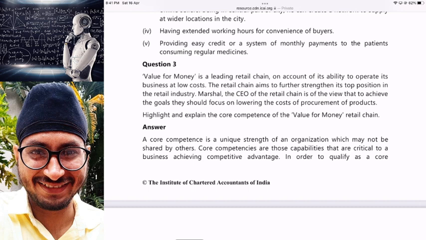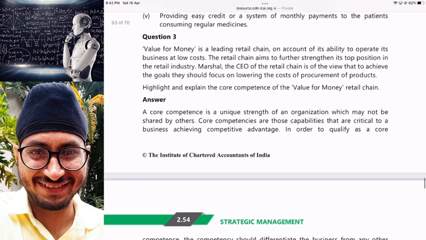What is the core competency of Value for Money here? High cost or low cost? Low cost, more volume of sales. So here you have to write the meaning and definition of core competency, and explain the core competency of Value for Money. Price of its products is much less compared to competitors, because of which their sales are more than their competitors, which is giving them a core competency and a competitive advantage.